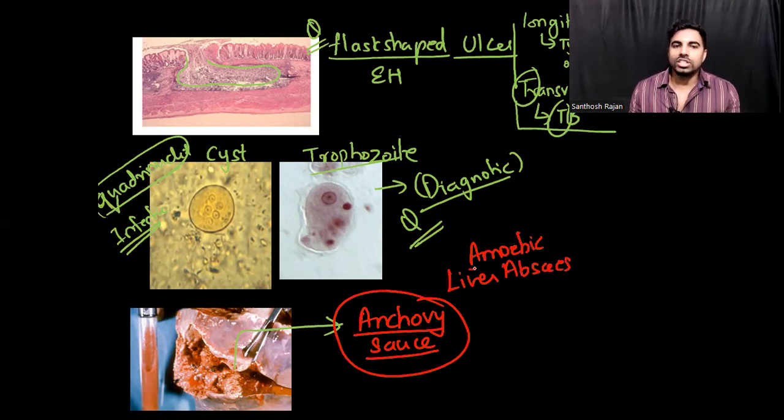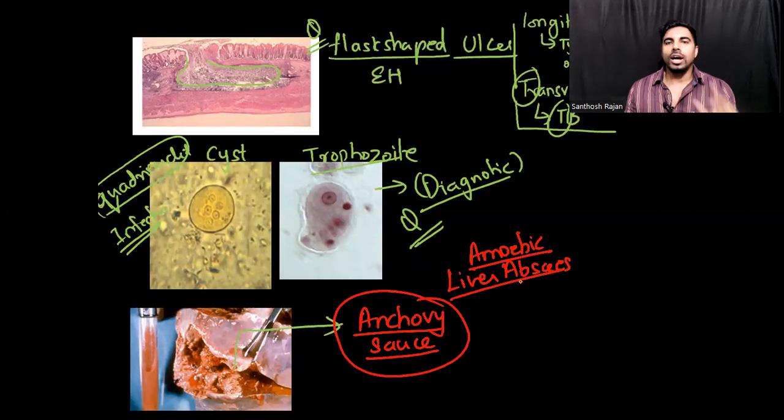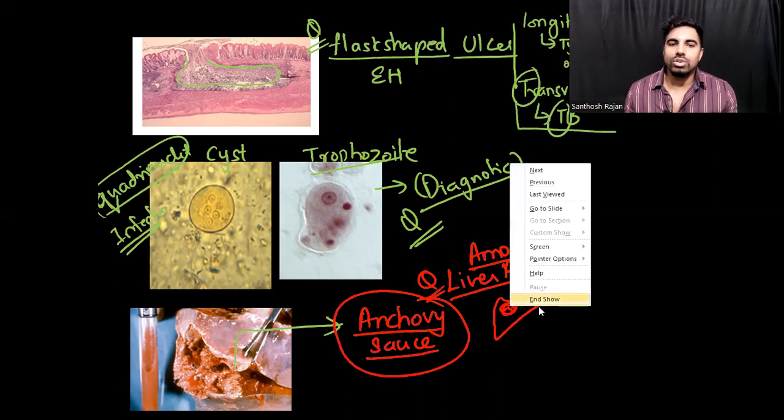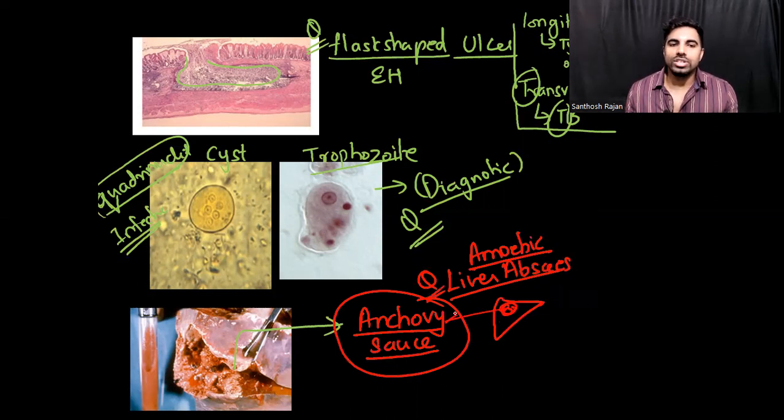So the most common extra-intestinal manifestation of amoebiasis, if they ask, is your liver. And in the liver, you will have this abscess called anchovy sauce abscess. Okay. Remember that. So this is another important point.